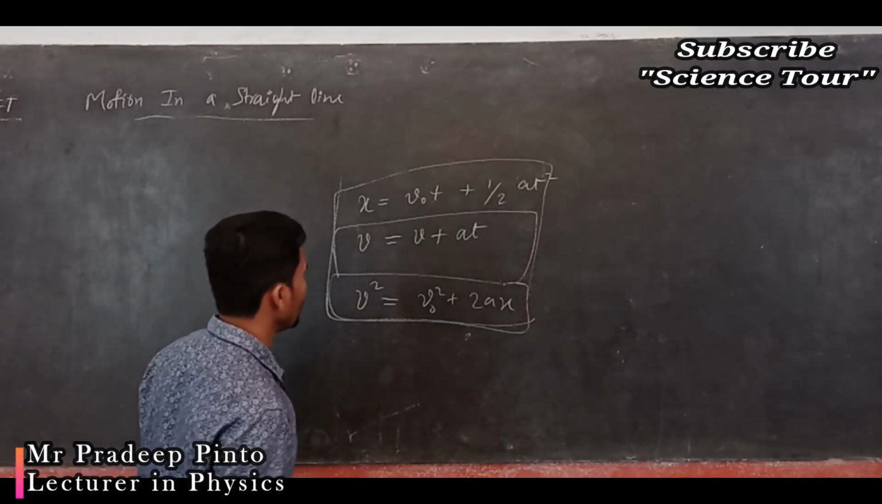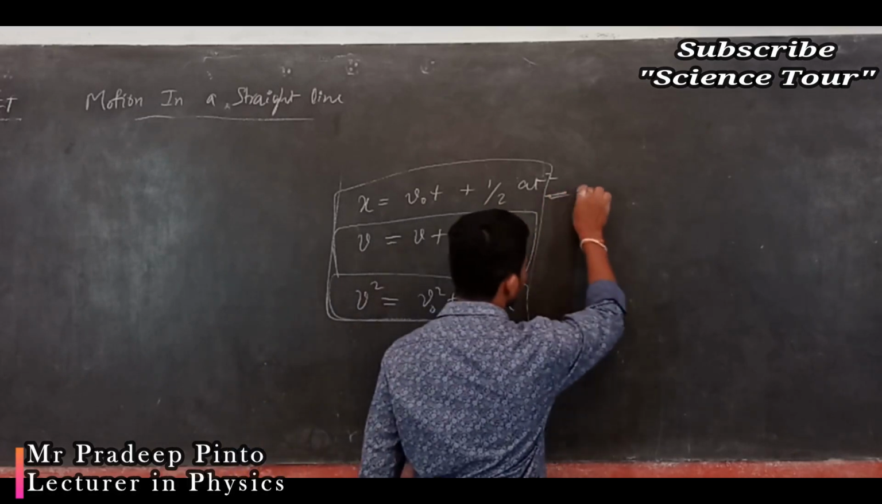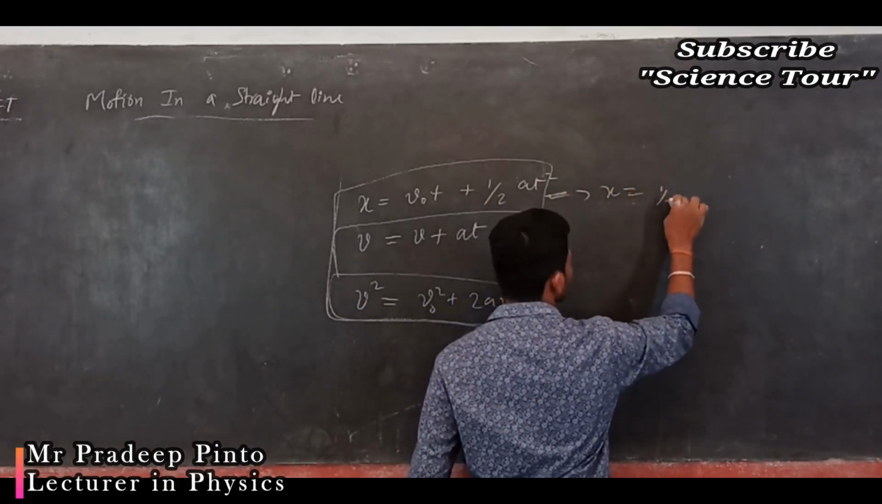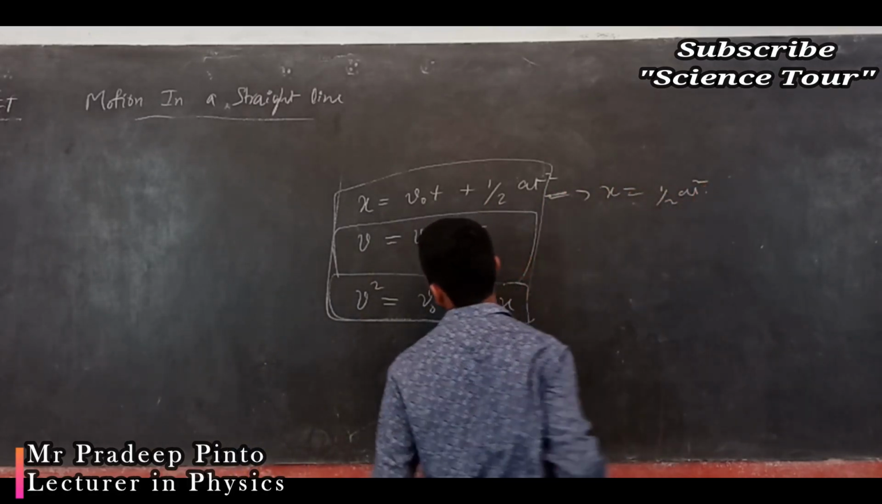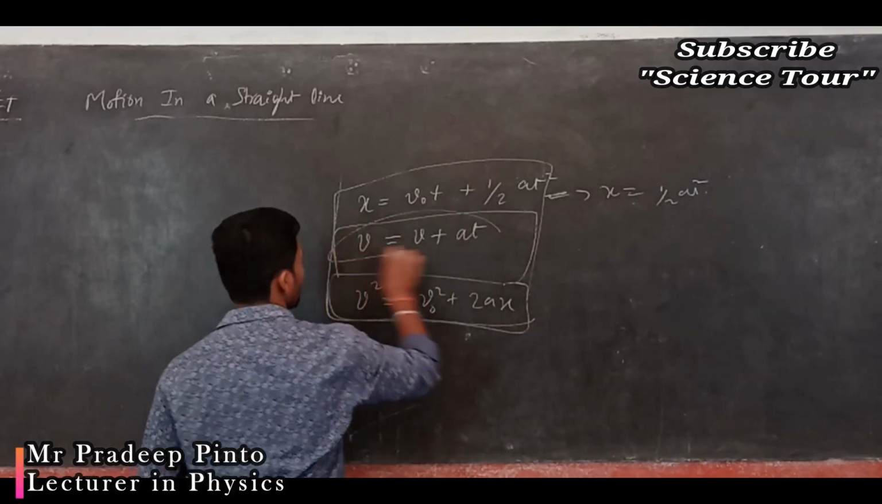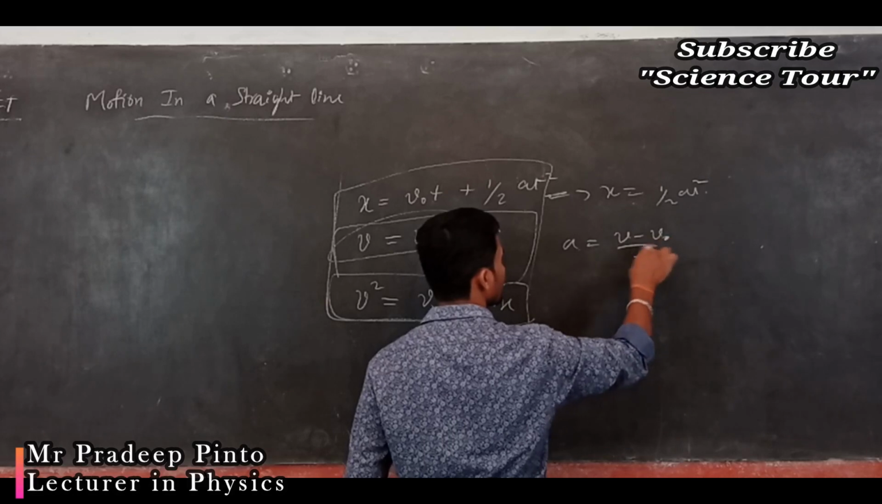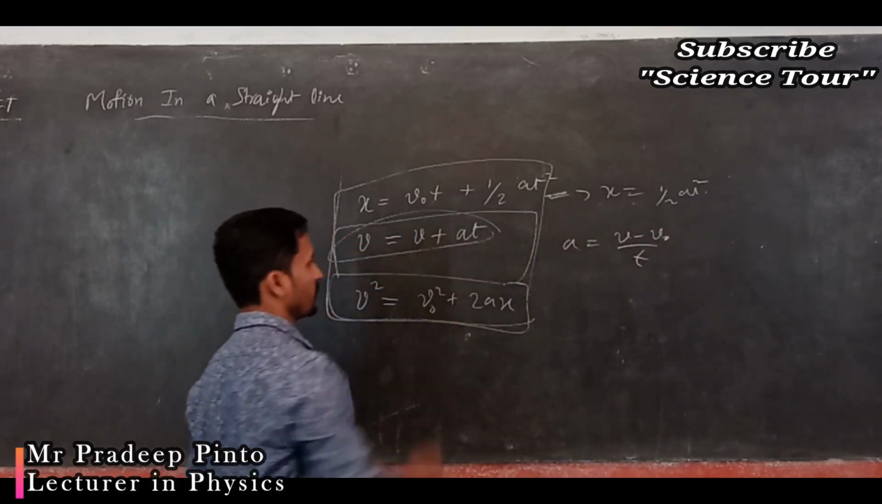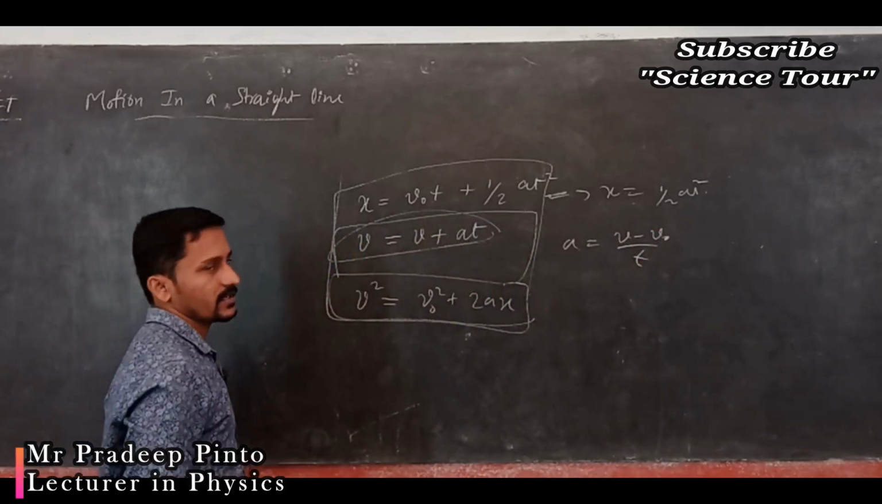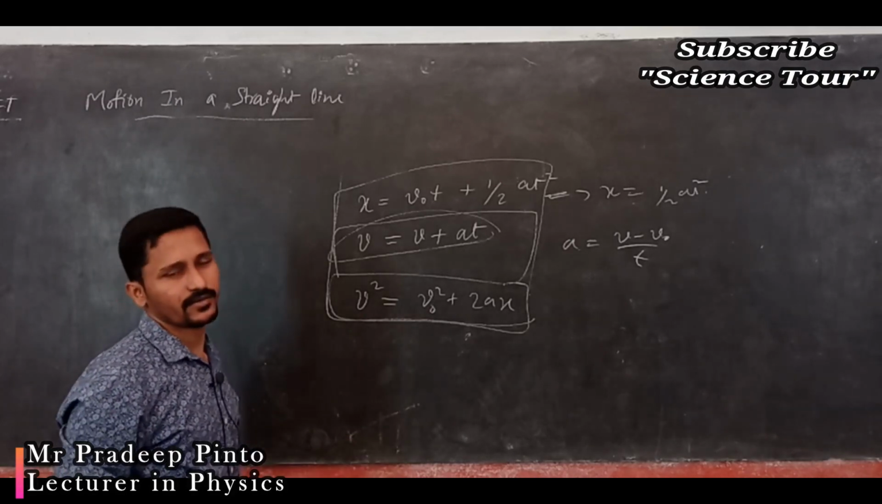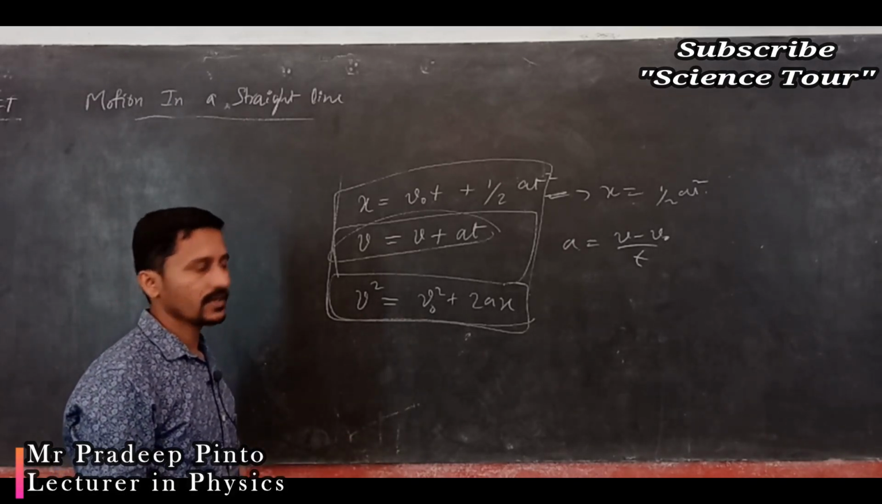Now if the initial velocity is 0, this is going to reduce to x is equal to half a t square. See, this equation is simple. Acceleration is equal to v minus v naught divided by t, the change in velocity with respect to time. So from that this equation came, and this is a little extended version of that, right?